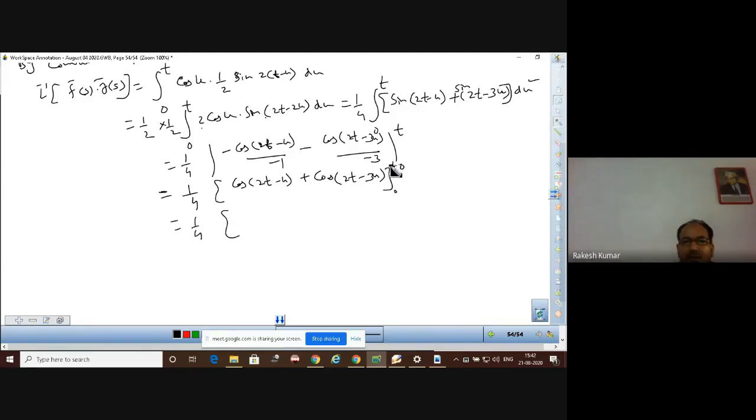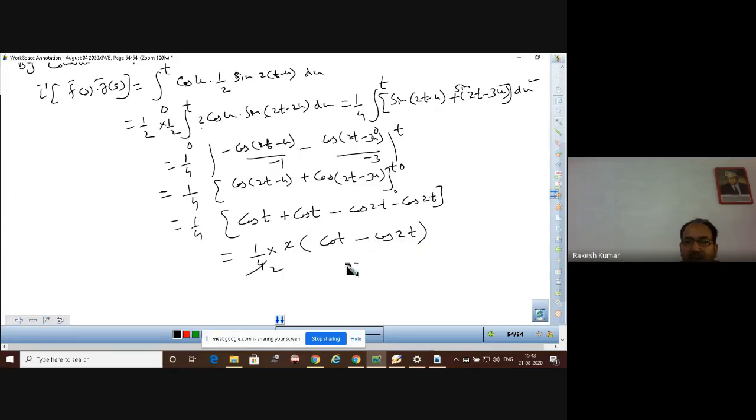1 by 4, substitute the upper limit. When you substitute t here, 2t minus t will be t, so that will be cos of t. When you substitute t here, 2t minus 3t will be minus t, but cos of minus t is the same as cos of t. Substitute the lower limit 0. For 0, cos of 2t will be there, and for this 0, that will also be cos of 2t. So ultimately what you will get is 1 by 4 into 2, so it will be 2 times cos t and cos 2t.